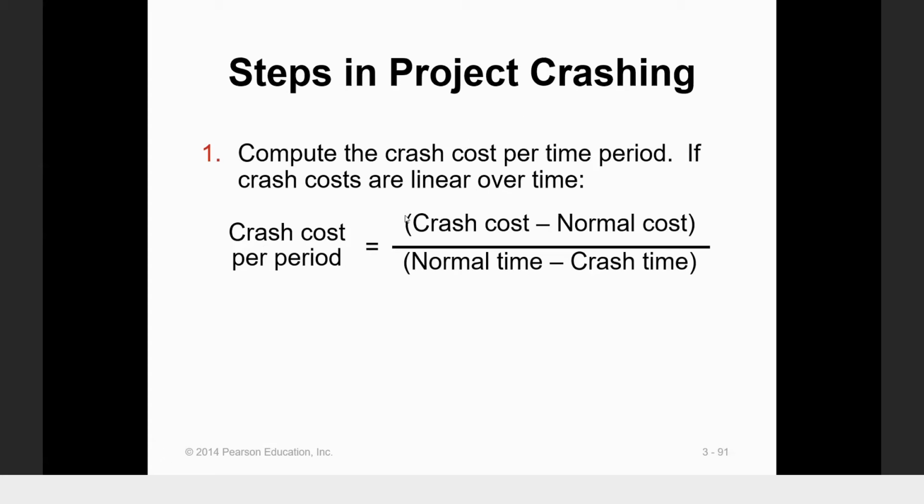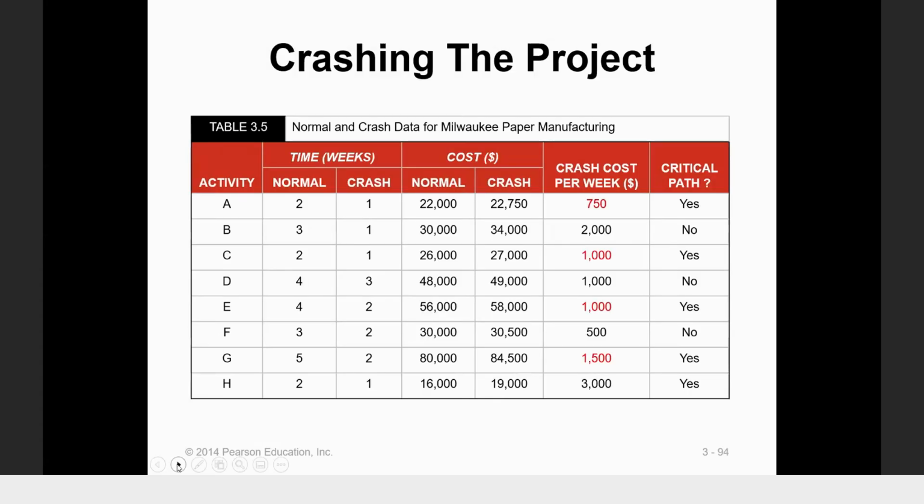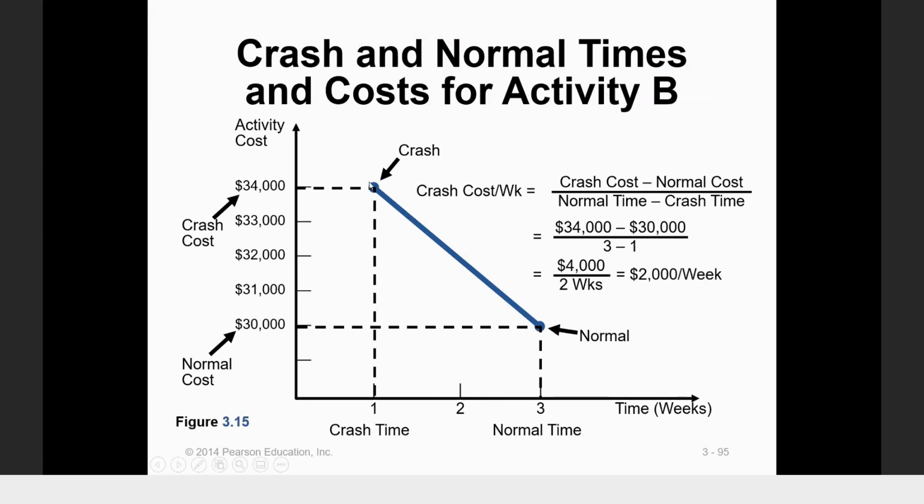Okay, so we want to get the slope where we get the crash cost minus normal cost, divided by normal time minus crash time. If we put it graphically, in terms of a graph, it looks like this. This graph is showing the cost. Vertical is the cost, and horizontal is the time.